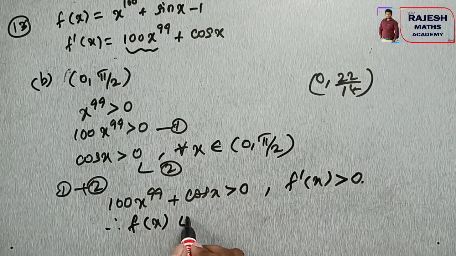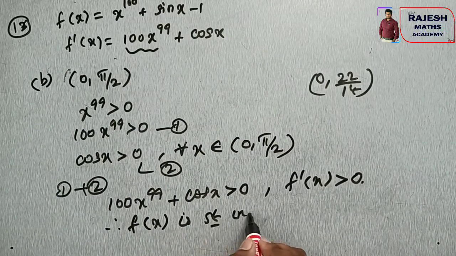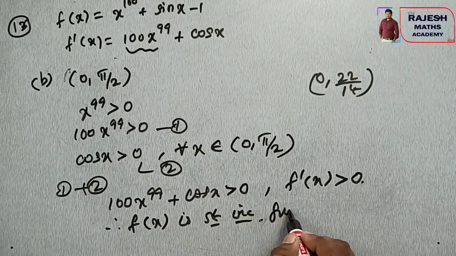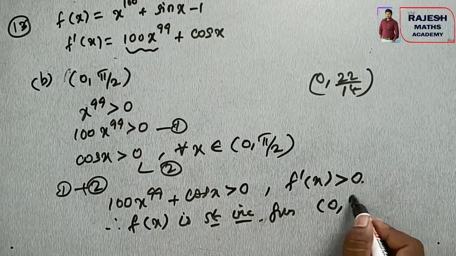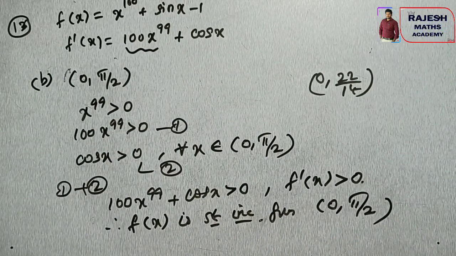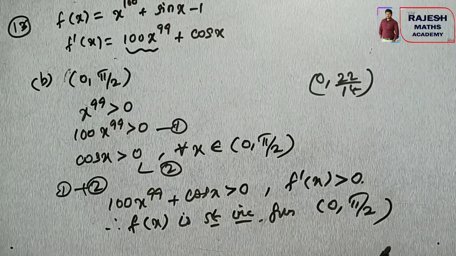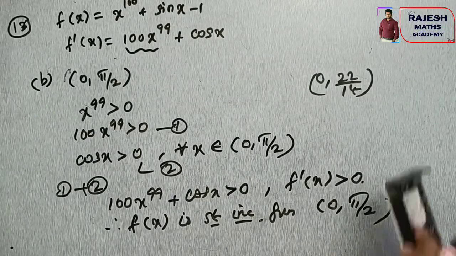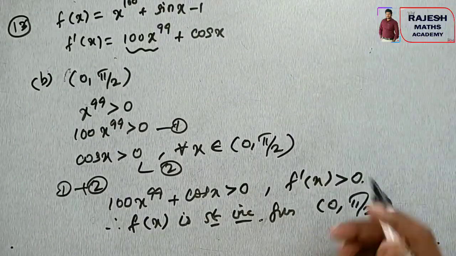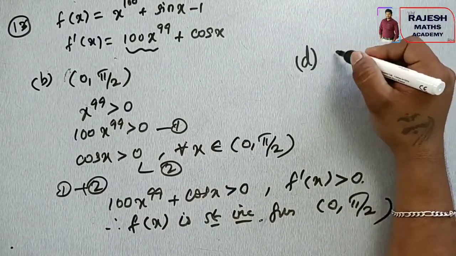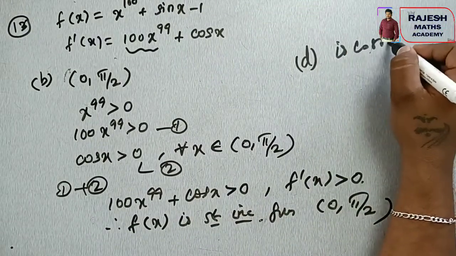Finally, f of x is a strictly increasing function on the interval 0 to pi by 2. So option A is strictly increasing, option B is strictly increasing, option C is also strictly increasing. So what is our option D? Option D is correct.